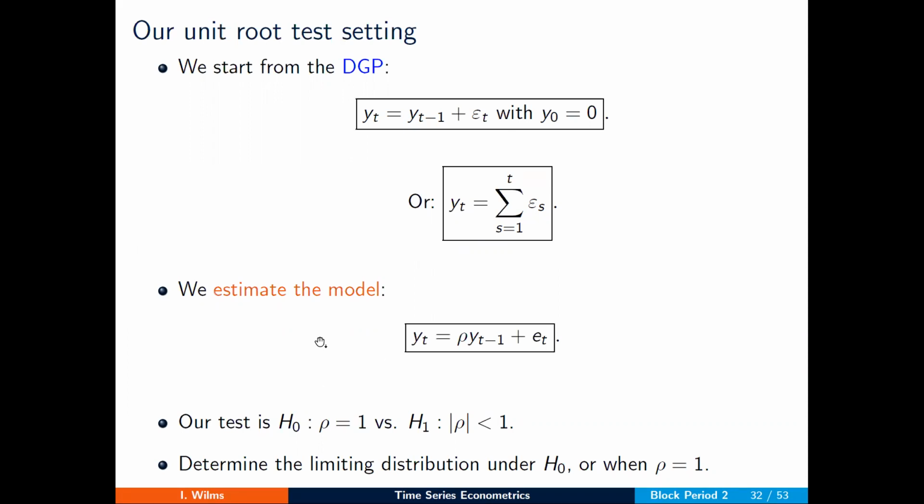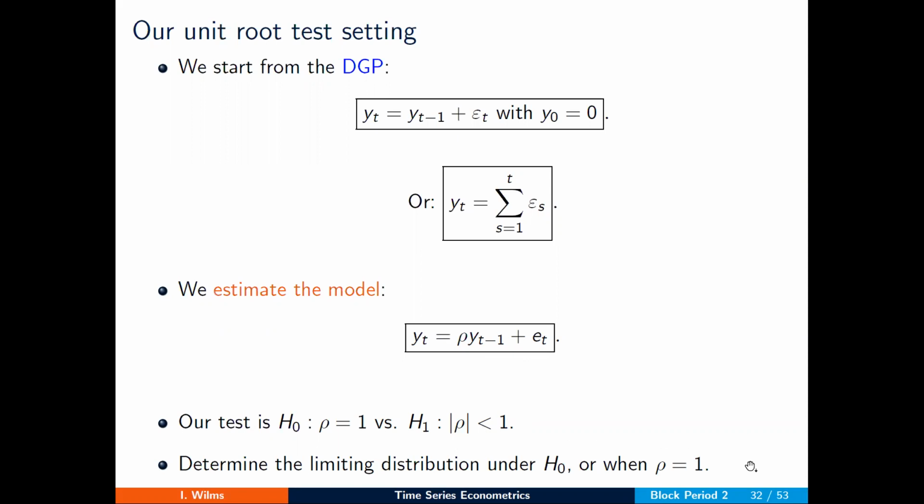And we would now like to estimate this model where we regress y on its lagged value and our error term is et in our estimated model. The unit root test would then test the null hypothesis that rho is equal to 1. So under the null, we have a unit root and the alternative is a stationary rho.